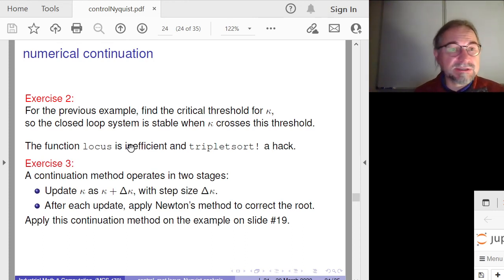The first exercise is to find the critical threshold for kappa, and we will answer this question later, so I will take that example back up. So that's an easy exercise.